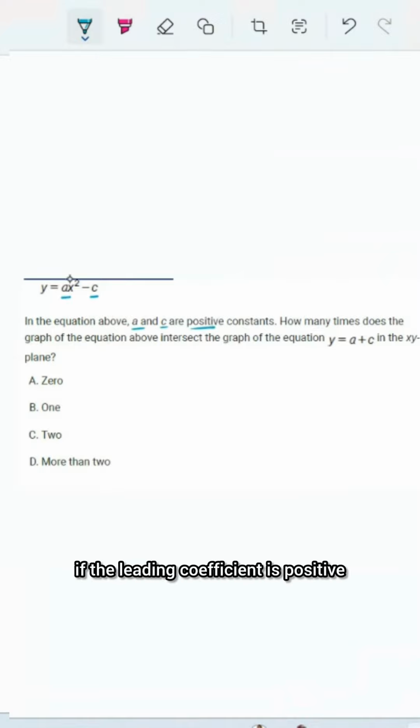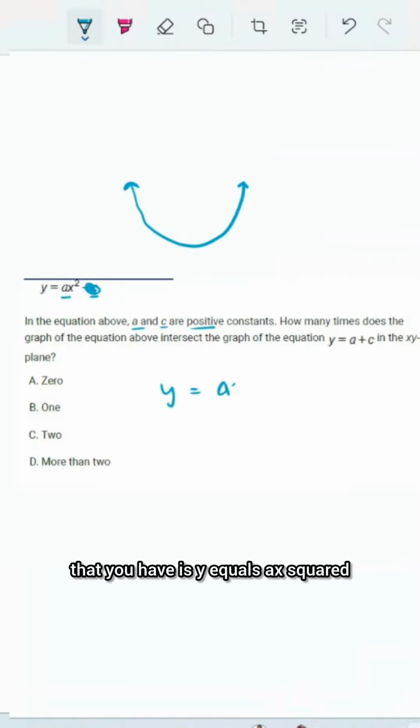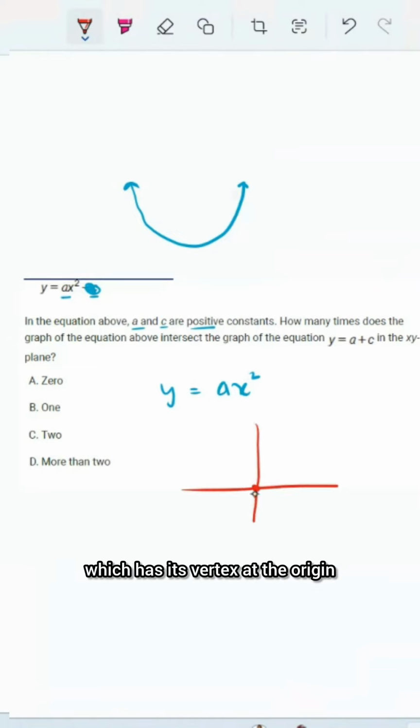So first of all, if the leading coefficient is positive, we have an upward opening parabola, right? And if just for 1 minute you ignore the constant term, the equation that you have is y equals ax squared, and you know that the equation y equals ax squared is a parabola which has its vertex at the origin. So this is going to be a parabola like this. y equals ax squared, its vertex will be at the origin.